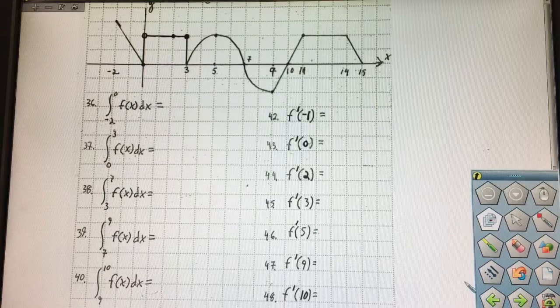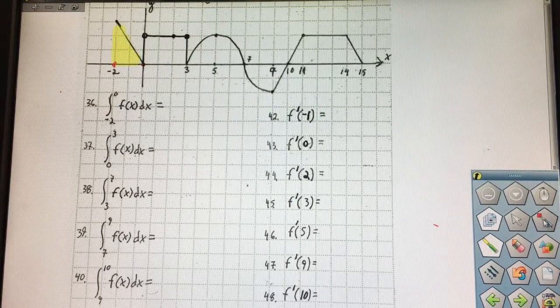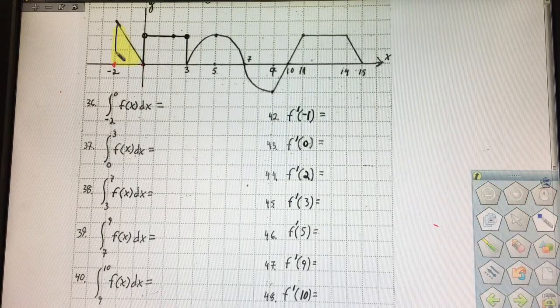And integrals using a graph. All this means is what's the area. All the antiderivative is an area, the idea of area. So from negative 2 to 0, I need to calculate what the area is underneath that curve. And notice it forms the shape of a triangle. So the area of the triangle is 1/2 base times height. So this is going to be 1/2 times 2 times the height of 1, 2, 3. And that's going to equal 3.